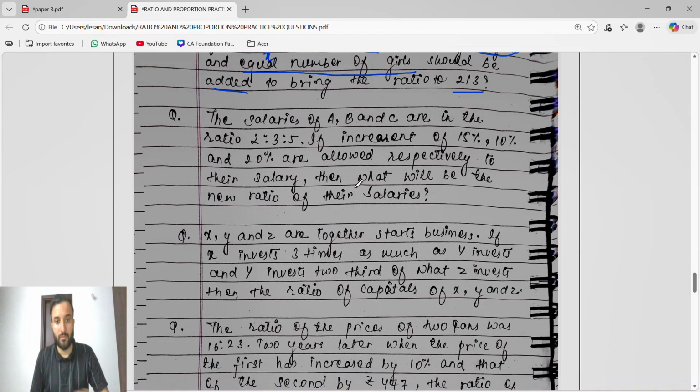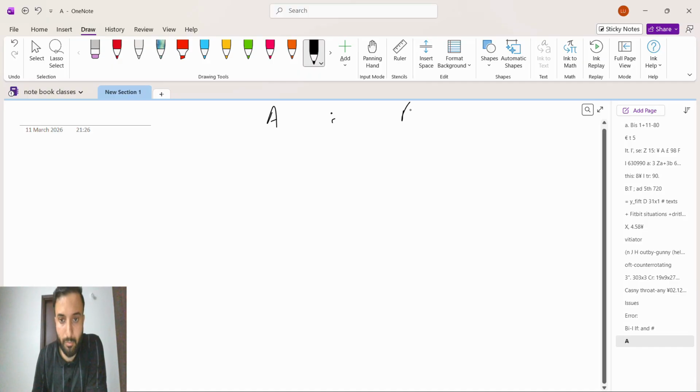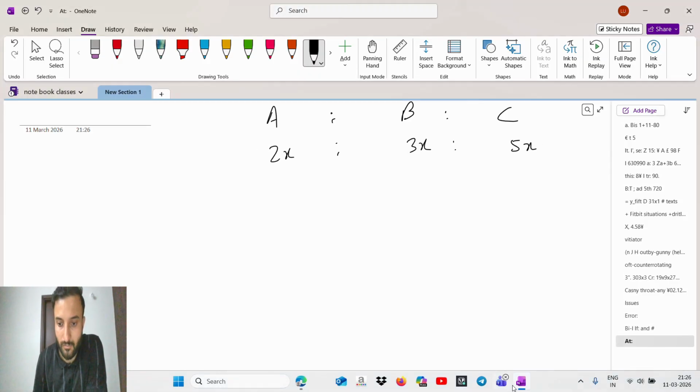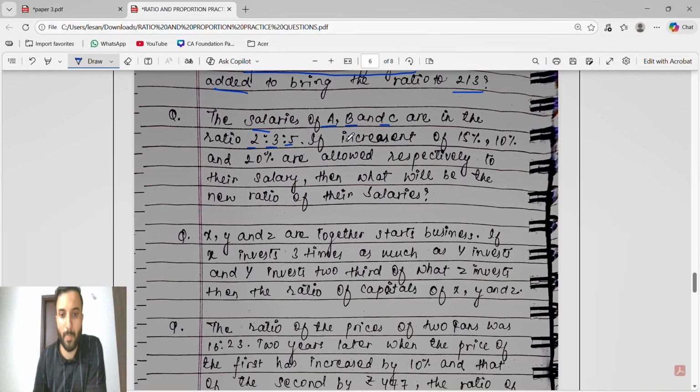Okay, this is another important one. The salaries of A, B and C are in the ratio 2:3:5. So I will write the salary of A is to B is to C in the ratio 2:3:5, which means 2x, 3x, 5x.